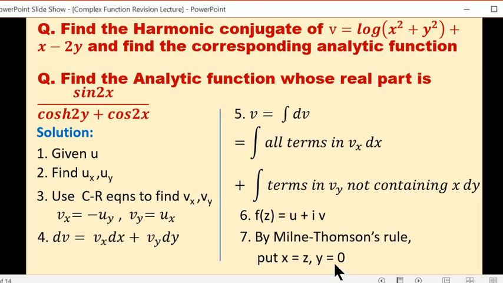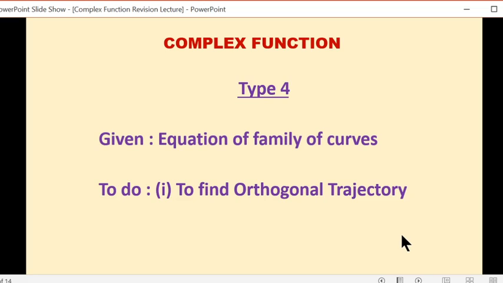Then for the next part, that is the analytic function, f of z is u plus iv, substitute u, substitute v, and the answer you get will be in terms of x and y. To get it in terms of z, we use Milne-Thomson's rule, that is put x equal to z and y equal to 0. So this is the third type of problem, to find the harmonic conjugate and the corresponding analytic function, or the question will be to just find the analytic function. Let's come to problem type 4.